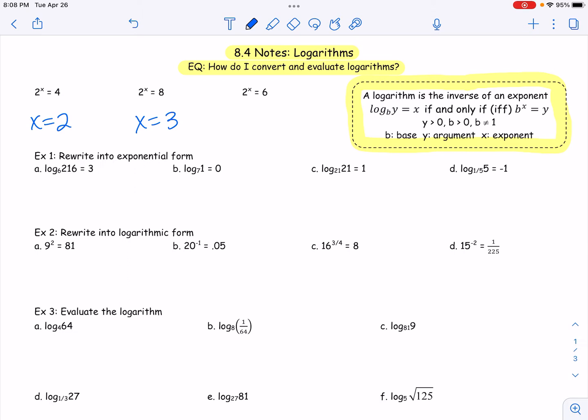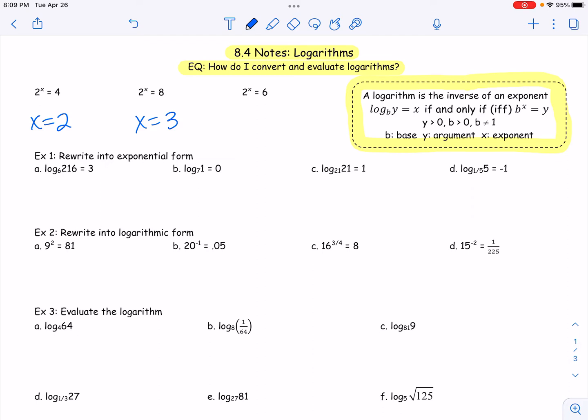So we're seeing in this top right box, a logarithm is the inverse of an exponent. It says log with a subscript, that's that little number at the bottom, b, of y is equal to x, if and only if (IFF, which stands for if and only if, you've probably seen that in geometry), b to the x power equals y. So notice where b is in both of these equations. In the log equation, b is what we call the base. In the exponent equation, b is also what we call the base. So in both logarithmic and exponential equations, b stands for base, and that's the same number.